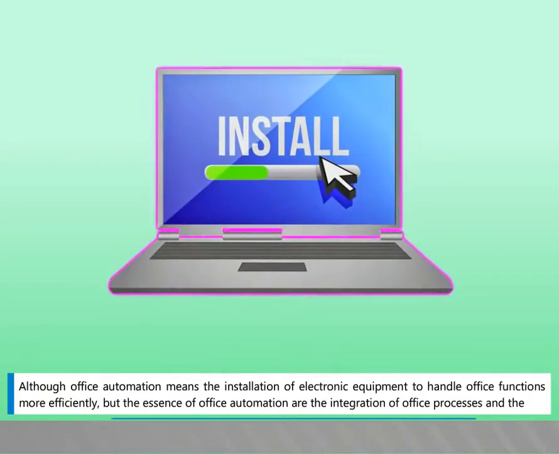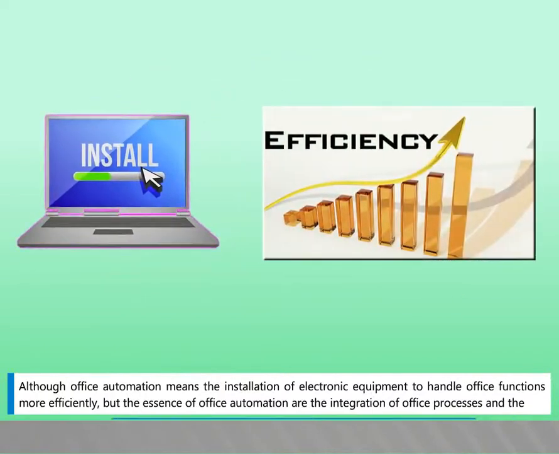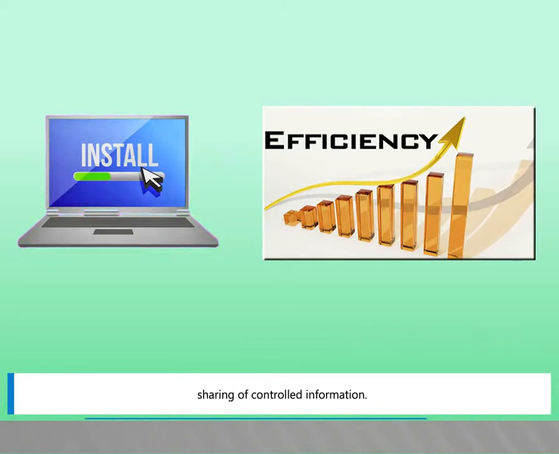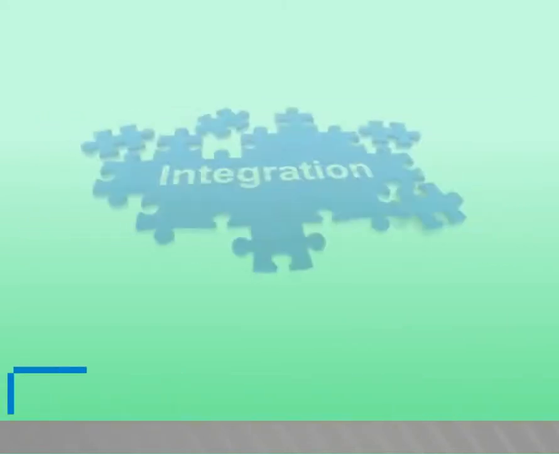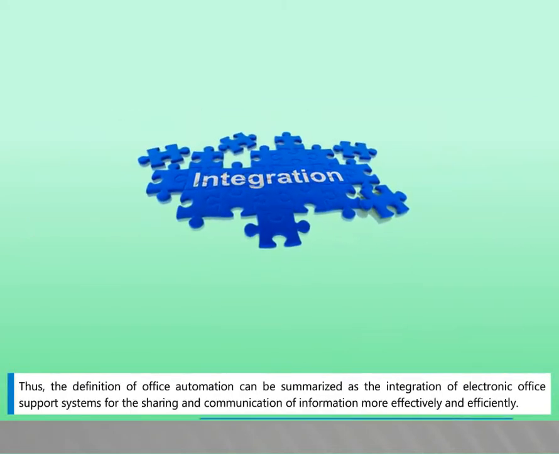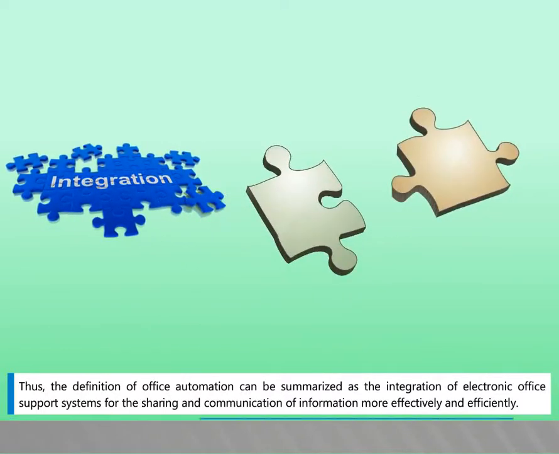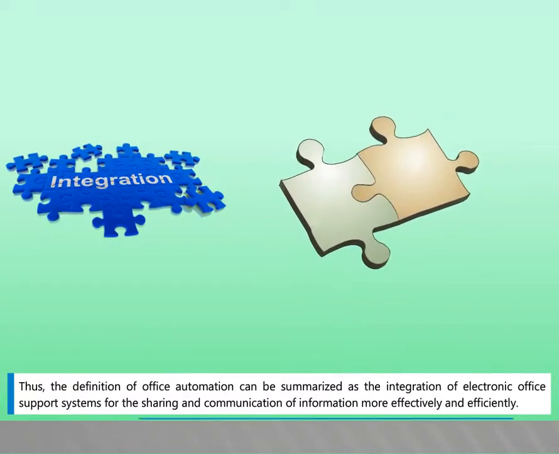Although office automation means the installation of electronic equipment to handle office functions more efficiently, the essence of office automation is the integration of office processes and the sharing of controlled information. Thus, the definition of office automation can be summarized as the integration of electronic office support systems for the sharing and communication of information more effectively and efficiently.